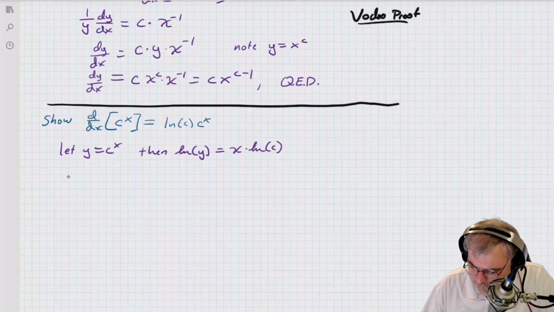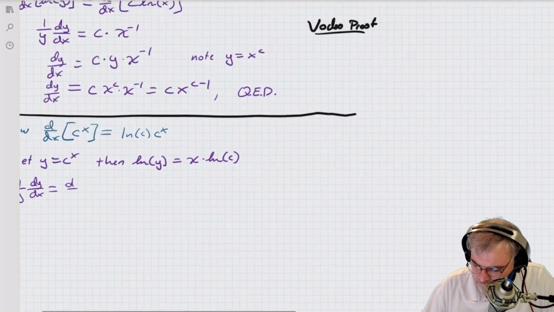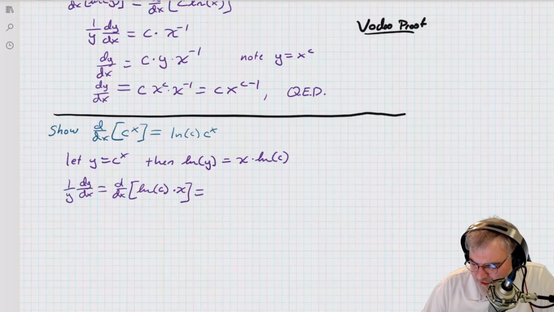Okay, so now I take ln of y here, and I'm just going to take the derivative. So it's going to be dy over dx times 1 over y equals, and then this right here is not a product rule. ln of c is a constant. That just comes out by the constant multiple rule, right? And the derivative of x is just 1.